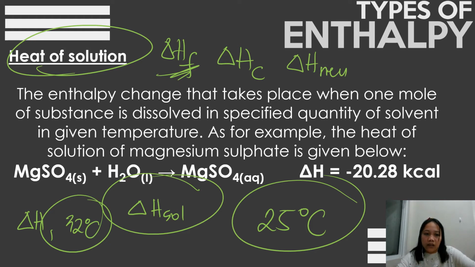Okay, so in this case, if you're going to solve this enthalpy change of magnesium sulfate and water, you will have negative 20.28 kilocalories. That means there is a release of energy from the system to the surroundings. Again, our perspective is the system, not the surroundings.